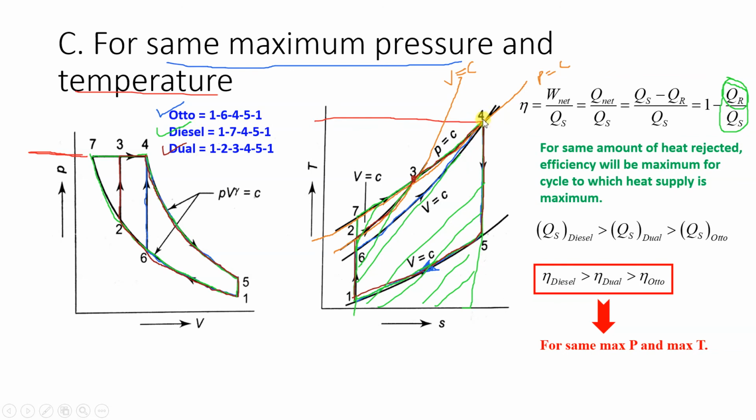It is T4. What is the maximum pressure in case of dual cycle? It is P3 equal to P4. And what is the maximum temperature in case of dual cycle? It is T4. So we are keeping same maximum pressure and temperature for all the three cycles, and for that efficiency of diesel cycle is greater than efficiency of dual cycle, is greater than efficiency of Otto cycle.